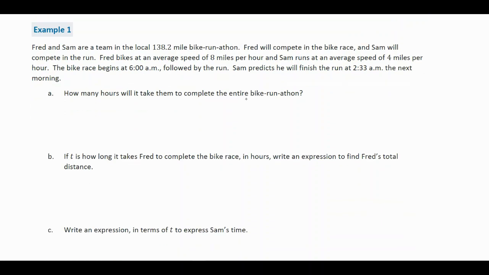Fred and Sam are a team in a local 138.2-mile bike runathon. Fred will compete in the bike race, and Sam will compete in the run. Fred bikes at an average speed of 8 miles per hour, and Sam runs at an average speed of 4 miles per hour. The bike race begins at 6 a.m. and is followed by the run. Sam predicts he will finish the run at 2:33 a.m. the next morning. How many hours will it take them to complete the entire bike runathon?